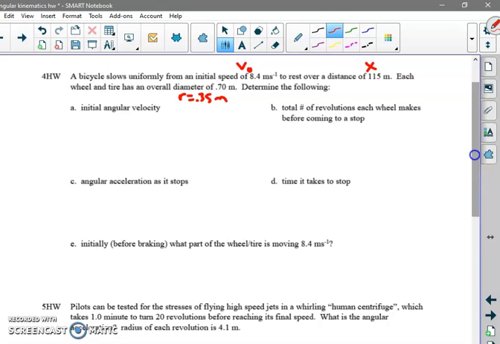All right, initial angular velocity. We're not going to use any angular kinematics because we don't have any angular information. All we've got is linear, and the connection between angular and linear velocity is simply v equals r omega. You can put in the answers, and that should come out to be radians per second directly.